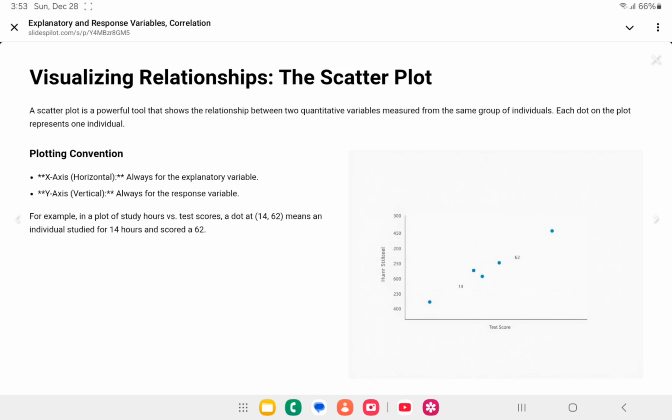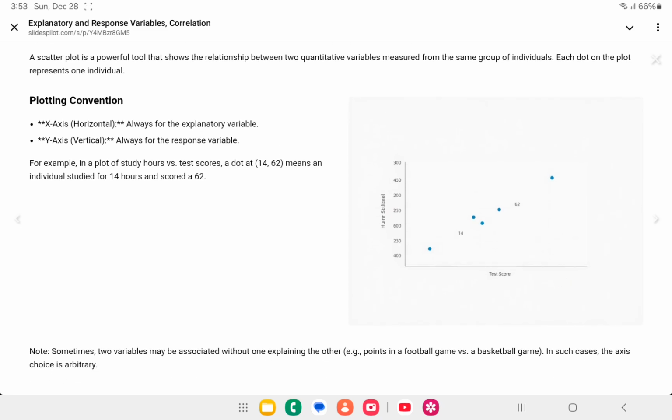Note that it is possible to not have an explanatory variable and a response variable. For example, the number of points scored during a football game versus the number of points scored during a basketball game. These are two unrelated events, and one variable does not precisely explain the other. If there are no explanatory or response variables, then it doesn't matter where you plot each variable on the graph. This is commonly seen when trying to compare two unrelated variables or events.